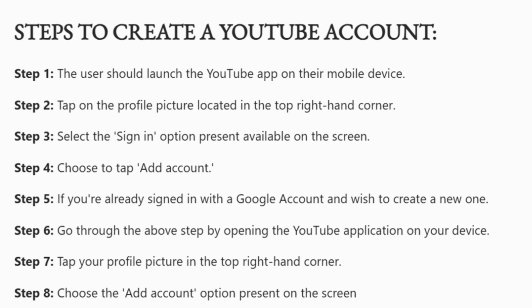Step 5, if you are already signed in with a Google account and wish to create a new one, Step 6, go through the above steps by opening the YouTube application on your device. Step 7, tap your profile picture in the top right-hand corner. Step 8, choose the add account option present on the screen. In this way, anybody can create a YouTube account and then create a YouTube channel as well.